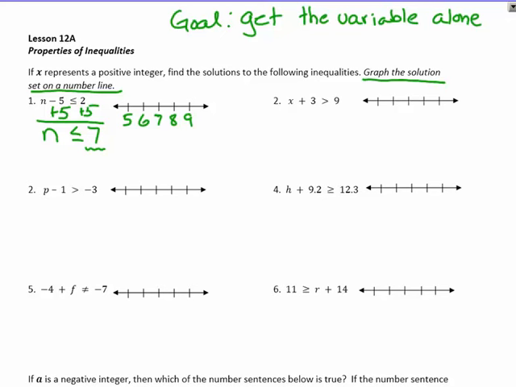Now I can make my picture. The circle goes at the 7. I look to see, does it have the or equal to, because that tells me whether or not I have to color it in. It has it, so I color it in. I need numbers that are less than 7. Well, 5 and 6 are less than 7, so we're going to shade and go to the left.